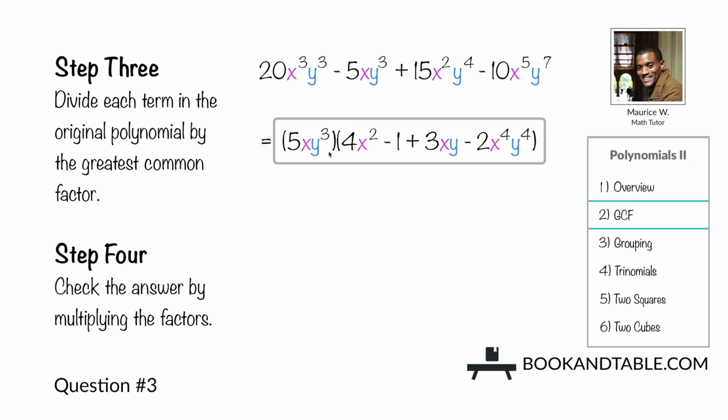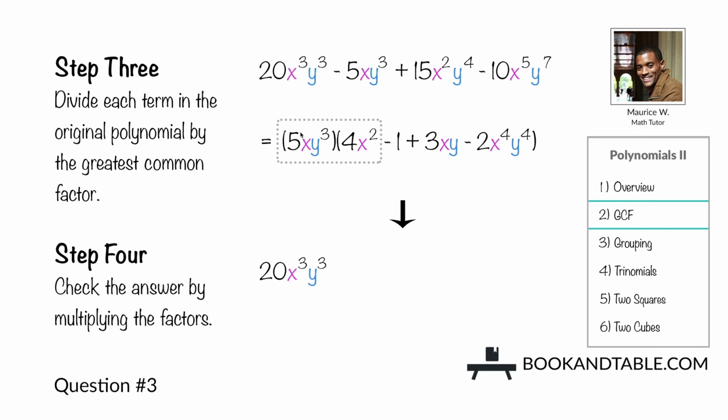And now to check the answer, we want to multiply our factors to confirm that we get a polynomial that matches our original polynomial, giving us 5 times 4, which is 20. X times x squared is x cubed, and we keep y to the 3rd. We then have 5 times negative 1, which is negative 5, and we keep x y cubed. We then have 5 times 3, which is 15. X times x is x squared, and y to the 3rd times y is y to the 4th. And then we have 5 times negative 2 is negative 10. X times x to the 4th is x to the 5th. And y to the 3rd times y to the 4th is y to the 7th.